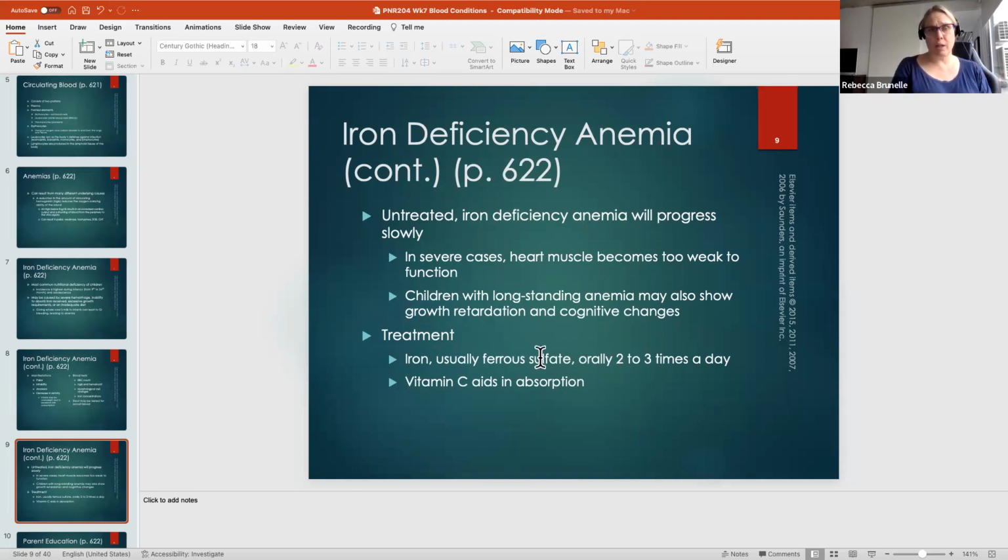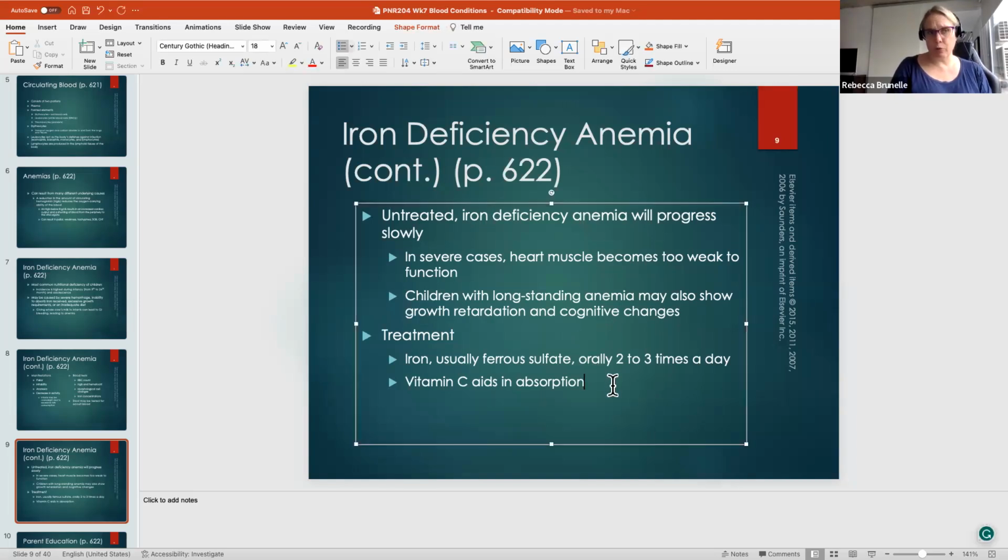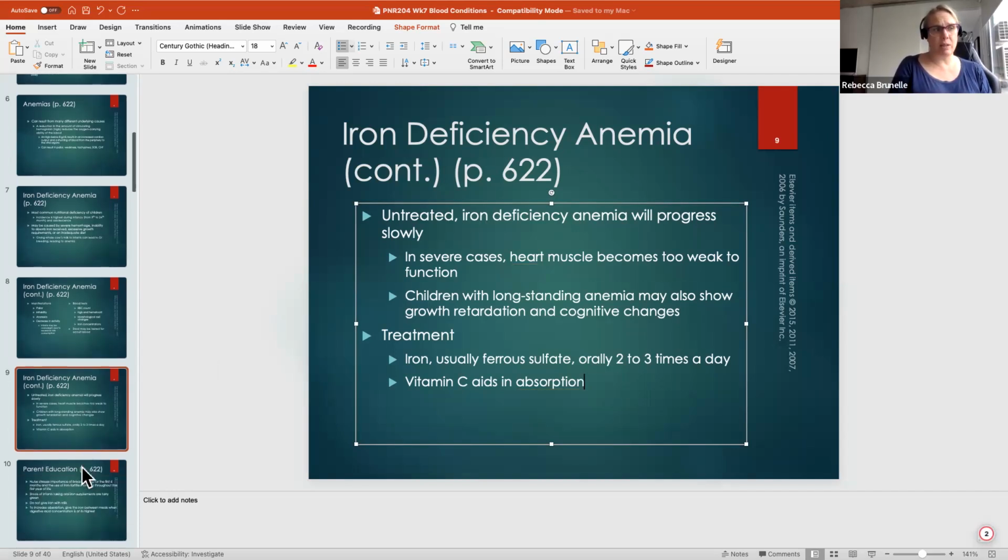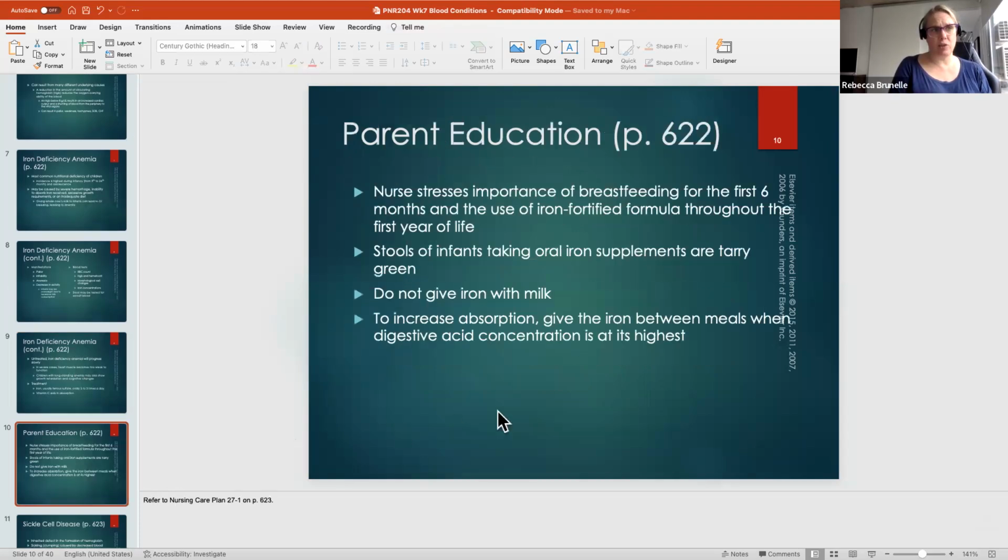So usually you start with diet modification, but if they need iron supplements, it's usually 2 to 3 times a day. You guys have probably heard this before, that vitamin C aids in absorption. So if they're at the age where they're able to drink orange juice, it's a good idea to give folic acid or ferrous sulfate with orange juice. If you don't give it with orange juice, then it's best to give it on an empty stomach, because then your acid levels are the highest and it's more likely to be absorbed.